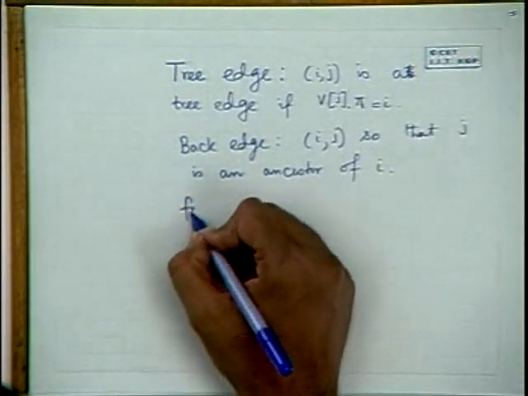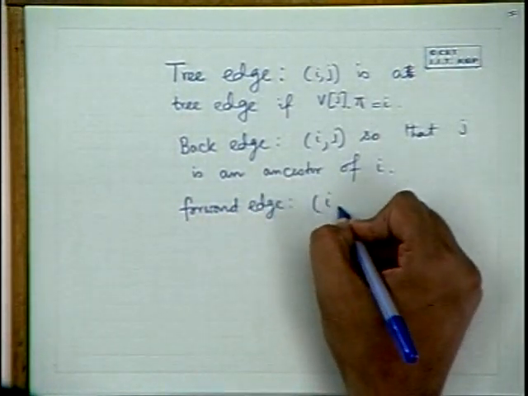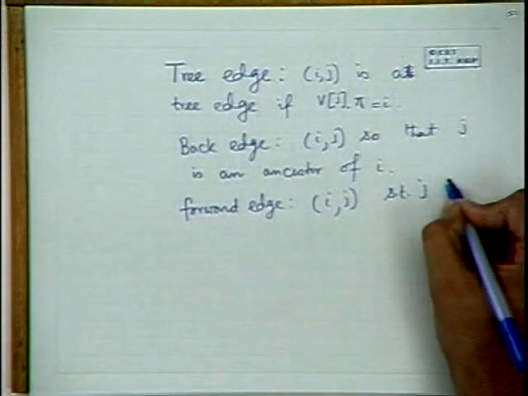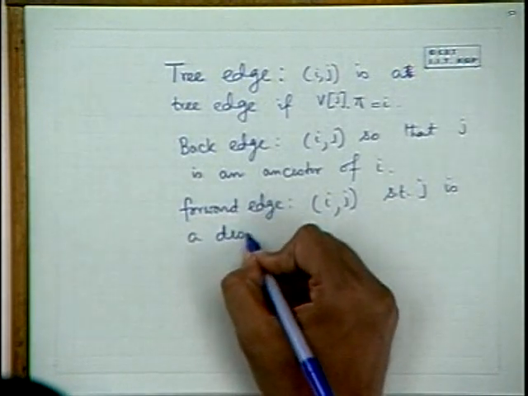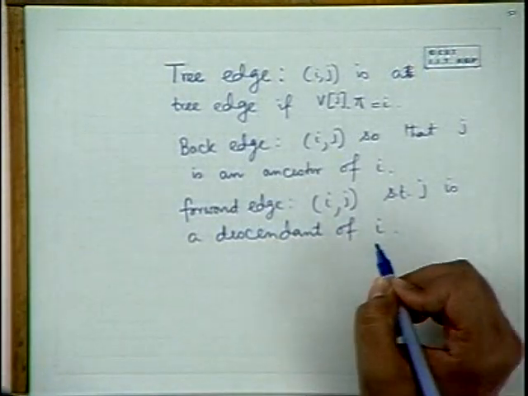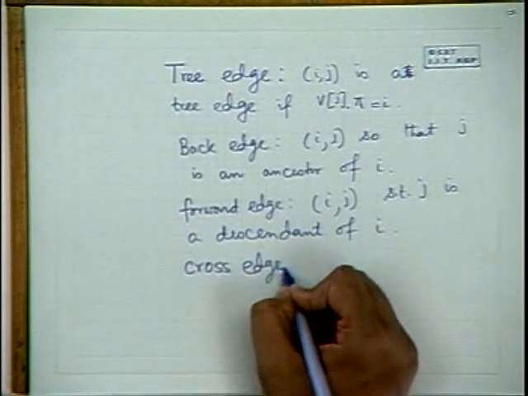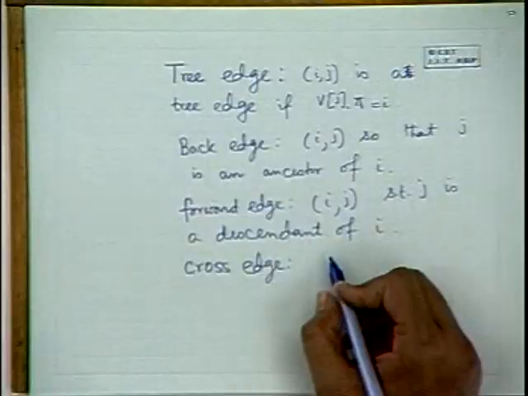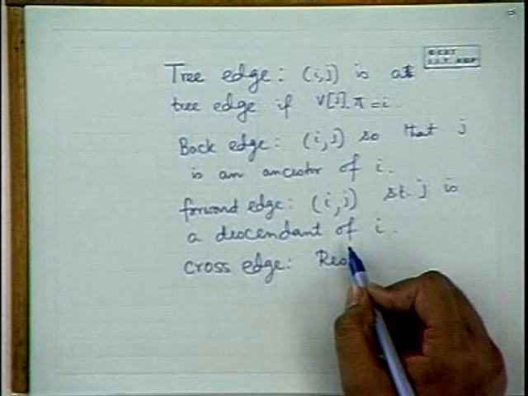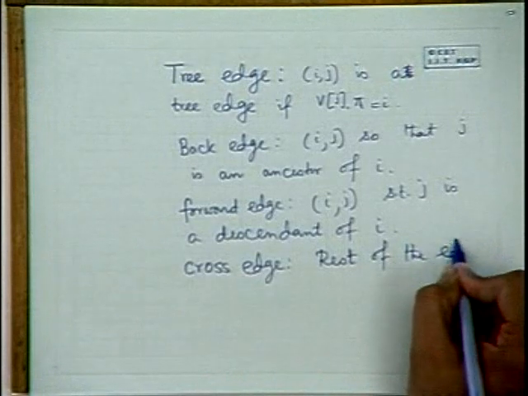And similarly, what is a forward edge? It is just the opposite of a back edge. Ij such that j is a descendant of i. And we also have some other edges which are called the cross edge. Cross edges are those edges which are the rest. So basically those which are not tree edges, not back edges, not forward edges, they are called the cross edges, the rest of the edges. So does the forward edge include the tree edge?